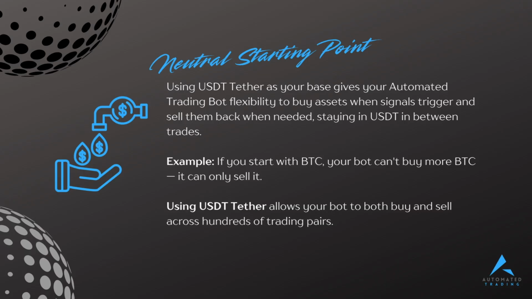It'll give your automated trading bot flexibility to buy assets when signals trigger and when they sell them, staying in USDT in between trades. An example is if you start with BTC, your bot can't buy more BTC, it can only sell it. But using USDT Tether allows your bot to both buy and sell across hundreds of trading pairs.